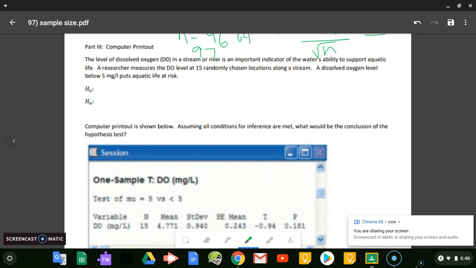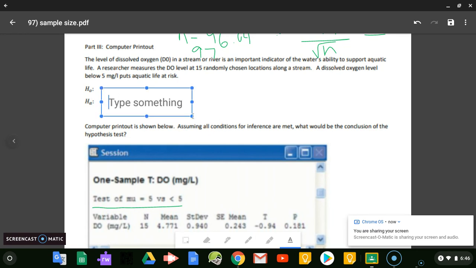So you need to think about what your alternative would be and what your null hypothesis would be. It's the same type of thing that we would normally think. And actually, here in this printout, if you look, it says test of mu equal to 5 versus less than 5. So they actually kind of give it away in the printout.